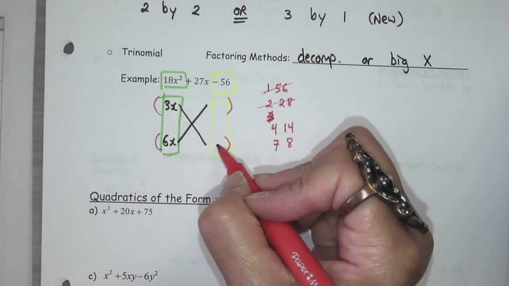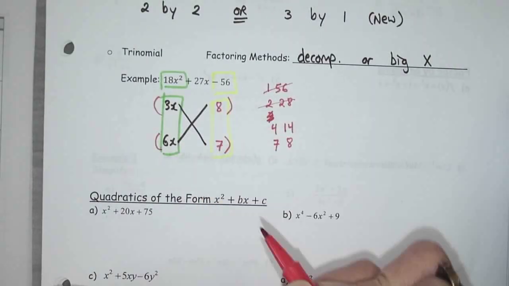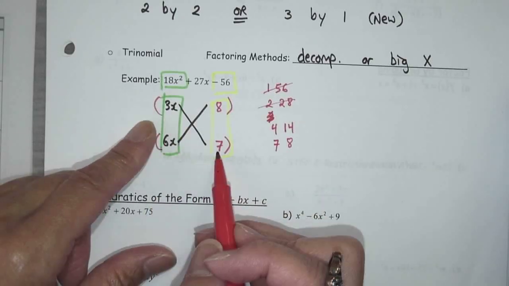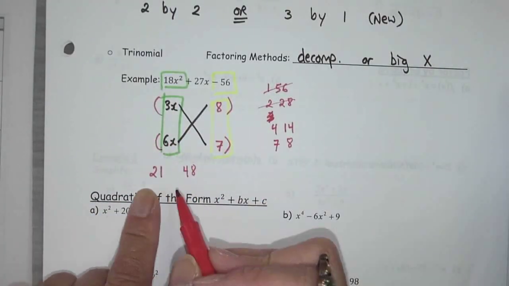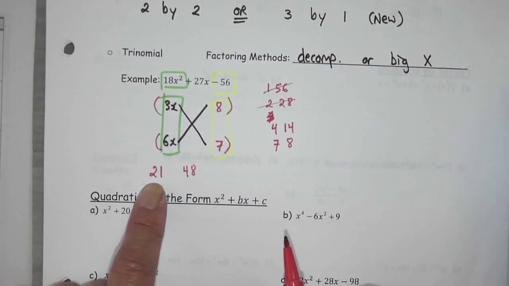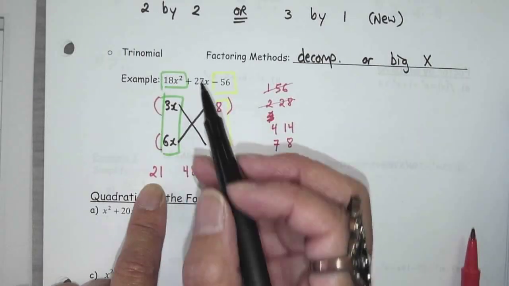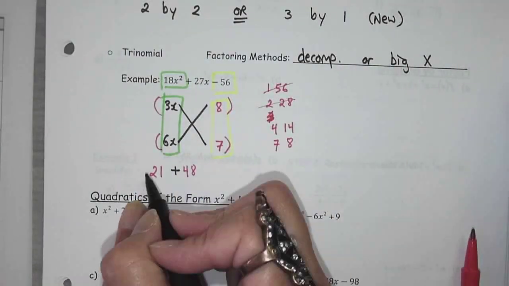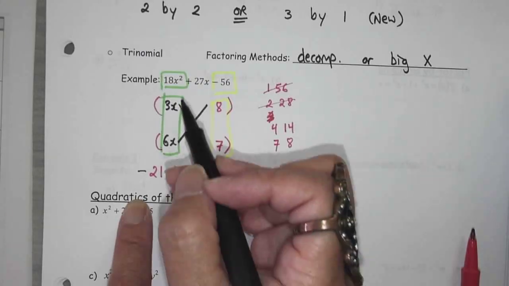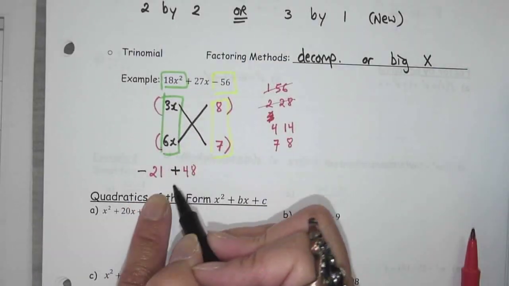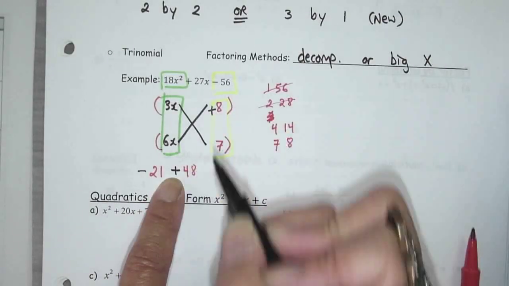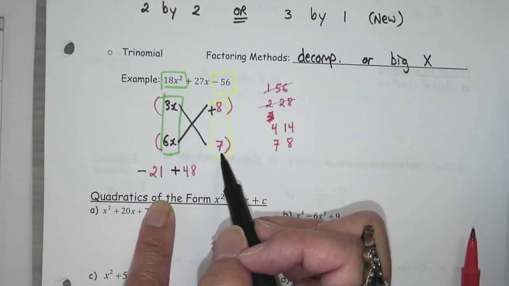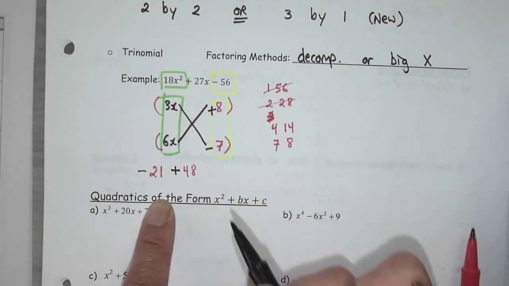So 7, 8. I can't put the 8 there. I can put the 8 here and 7. Then you crisscross. So 3 times 7 is 21. 6 times 8 is 48. Is there any way that those two can make 27? Yes. If it's positive 27, the bigger number stays positive, and the smaller number is negative because it adds to positive 27. So if this is 48, you go to the 48 line. 6 times 8 is positive 48, so I put plus. 3 times 7 is negative 21, so I do negative.